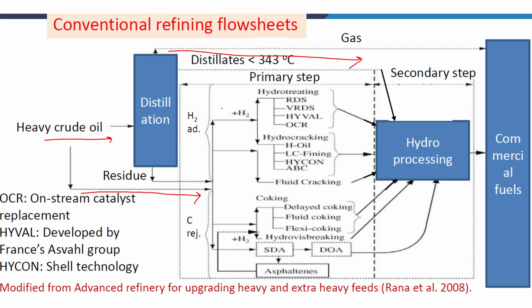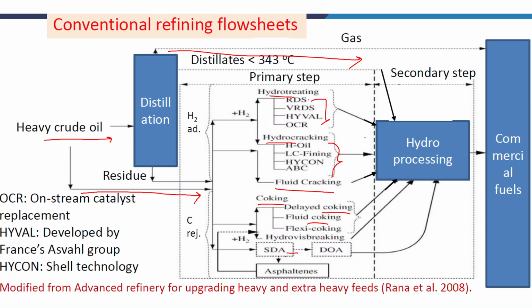And in the primary steps, what treatment is done? Hydrotreating can be done, hydrocracking can be done, fluid cracking can be done, and coking: fluid coking, delayed coking. Hydrovisbreaking can be done. And also solvent deasphalting can be done to remove asphaltene.